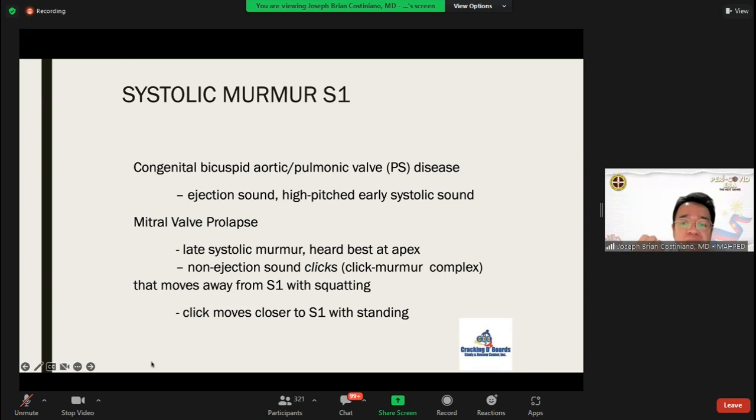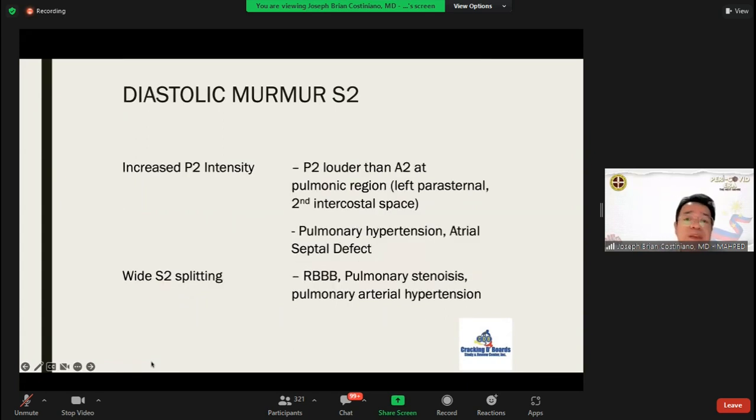So you let the patient either squat or stand. When the patient is squatting, that click murmur complex moves away from your S1. Meanwhile, if you relieve the patient of the Valsalva maneuver or the squatting, when the patient is just standing, the click actually moves closer to your S1, no? The click murmur complex. So that is your MVP.